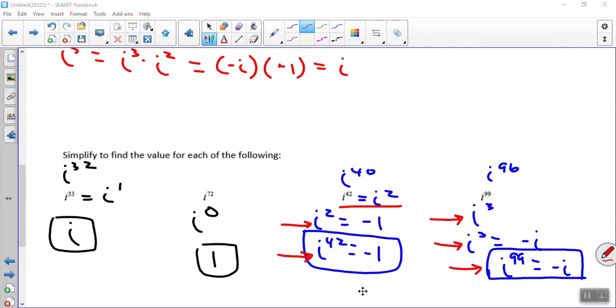All right, so simplifying imaginary expressions. You'll see some more like this and some more. We'll add some twists to it.